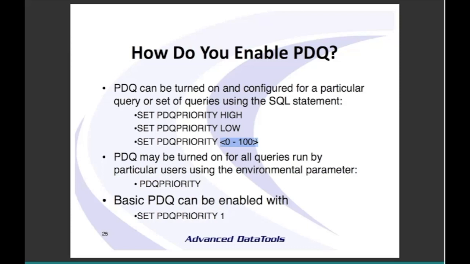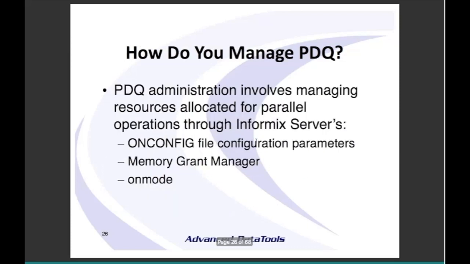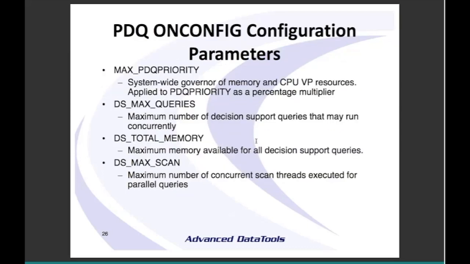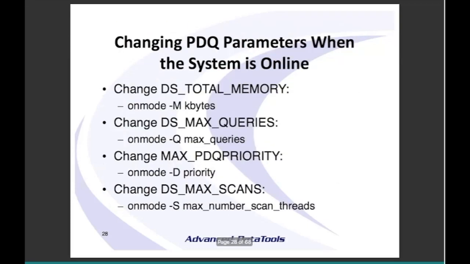Now, you can control it with some onconfig settings with onmode. There are 4 parameters in the onconfig file that control it. You can also change them on the fly with onmode. And you can use onstat -g MGM to see what parallel queries are running.